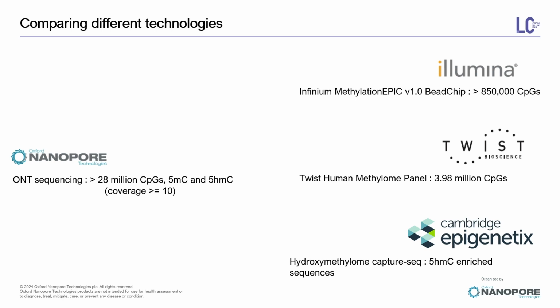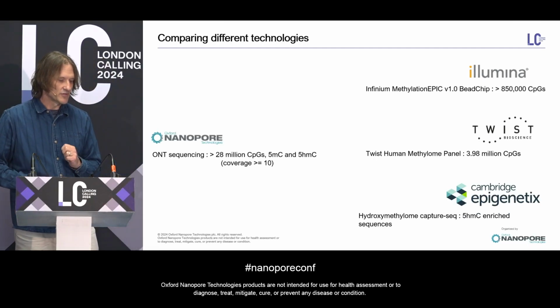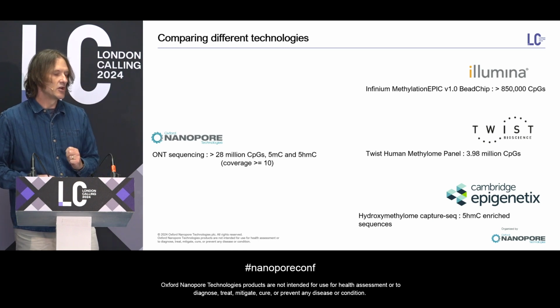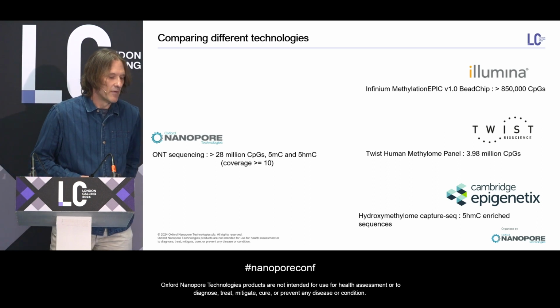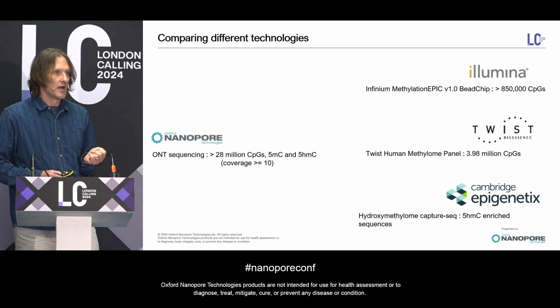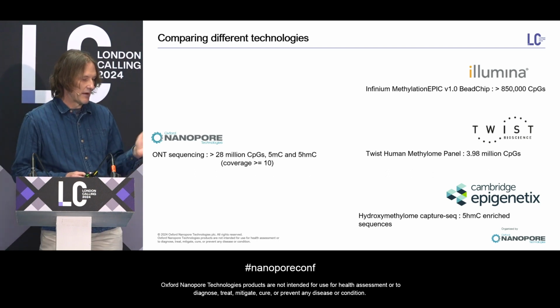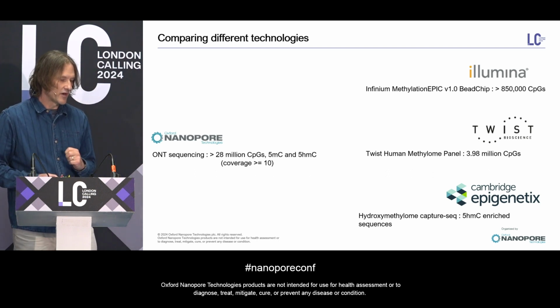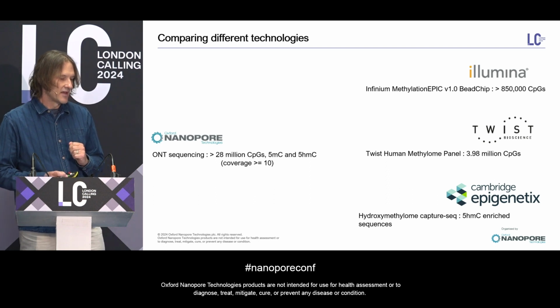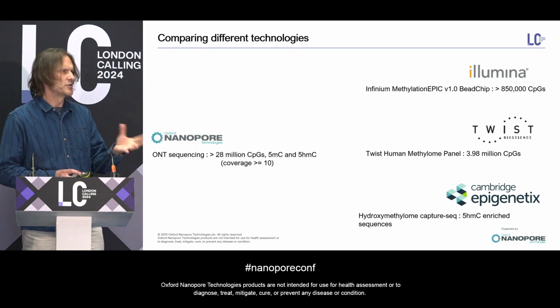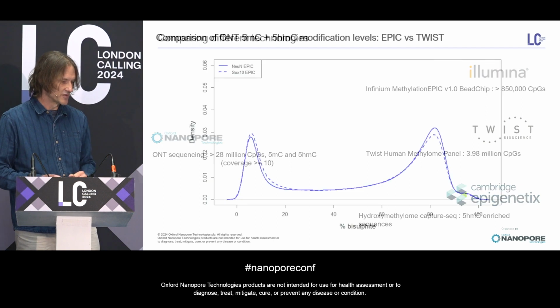I'm going to show you the comparison between ONT sequencing, where we get 28 million CpGs or so, give or take a few, against the Illumina array, where we've got around 850,000 CpGs. The Twist, which is a kind of enriched whole genome bisulfite sequencing, gives about 4 million CpGs. We've also tried the hydroxymethylome capture seq, which doesn't give you sites, it just gives you enriched sequences.